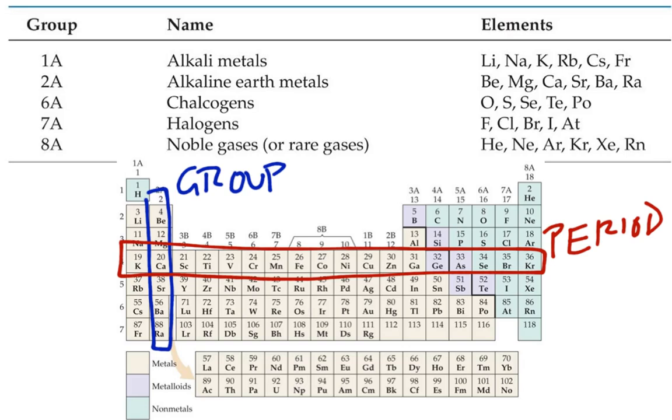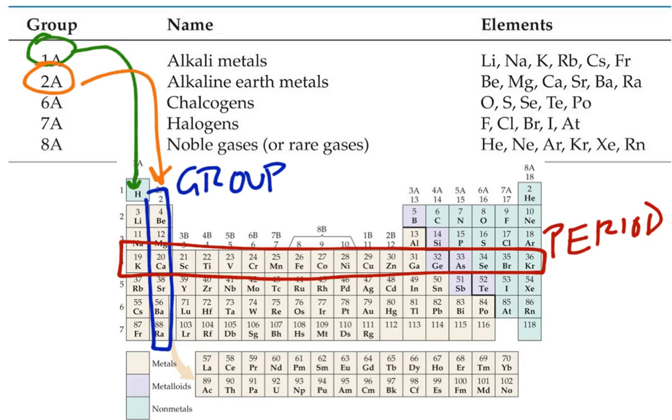Groups, however, are what we tend to focus on more when we talk about the periodic table, because members of the same group have very, very similar properties. Group 1A, right here, minus hydrogen, are called the alkali metals. These violently react in water. Group 2A, right next door, are called the alkaline earth metals. Those are most commonly found combined with oxygen in nature.